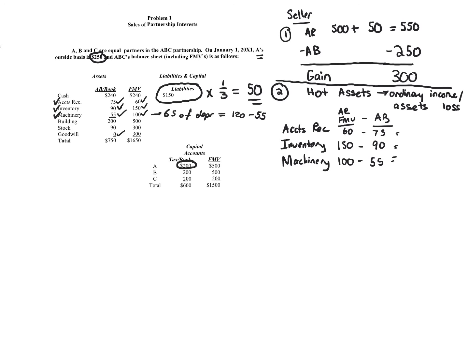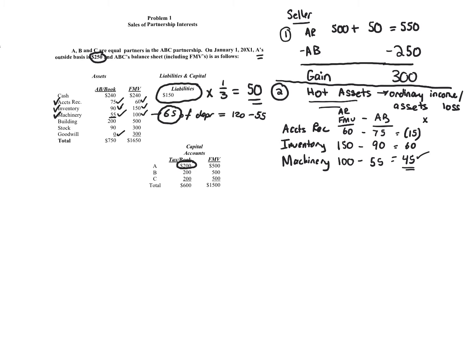Well, we actually have a loss for accounts receivable. Look at that, 15. Inventory, 60. Machinery, 45. Now again, when it comes to ordinary income recapture, which is what we're focusing on here for hot assets, it's the lesser of the depreciation taken, which was 65, or the $45 realized and recognized gain. So of course the 45 is the lesser, so that's what we use.